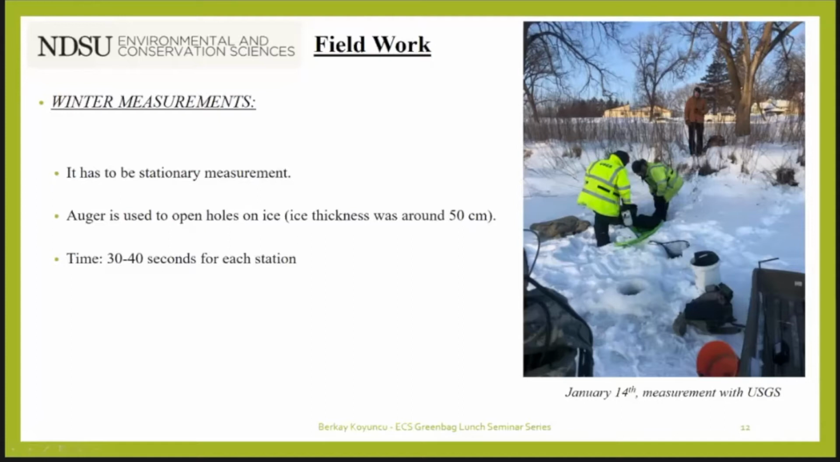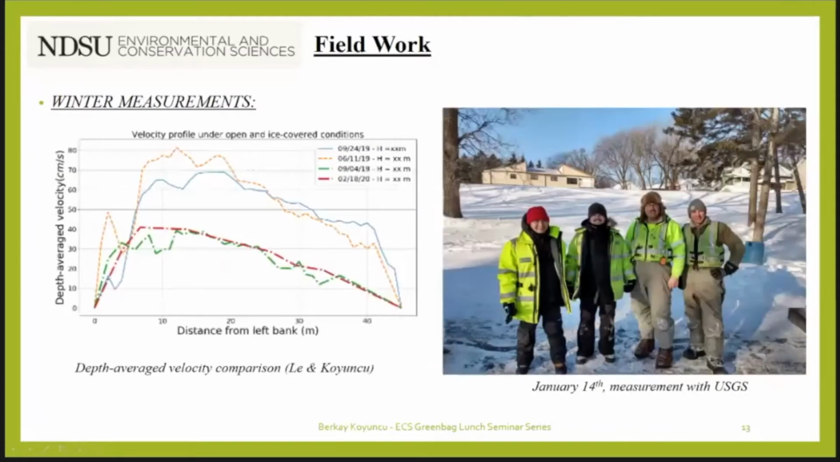And it was pretty cold actually at that day, specifically that day. From the very same day, in the left-hand side, you see a figure. This figure is showing the depth average velocity distribution on the surface, because you can see this is the 0 point, which is the left bank, and this x-axis is showing the distance from left bank. So you can see the river width is close to 45 meters. And this red one is showing our winter measurements and others from fall measurements from different days.